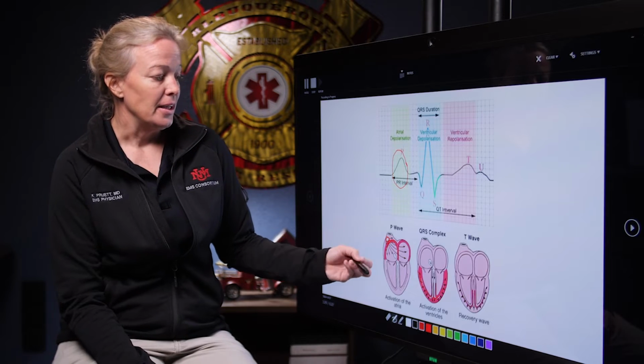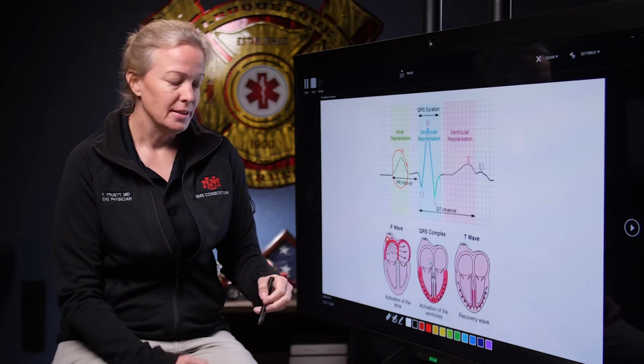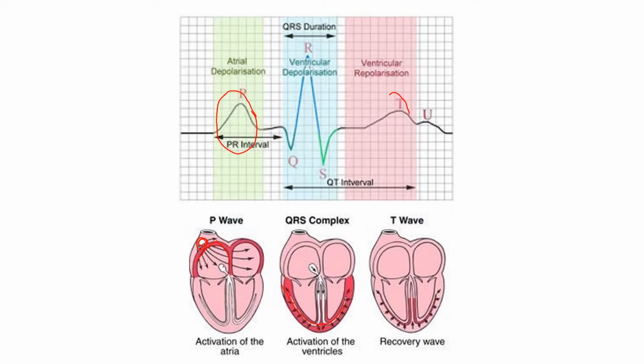And then lastly, everything has to reset. And so when we see our T wave here, after the QRS complex, it takes a little bit of time for the ventricles to get ready to repolarize and beat again. And so what you're seeing when you look at a strip is a P wave showing the atria is contracting, the QRS showing that the ventricles are contracting, and then the T wave showing you that everything is resetting.